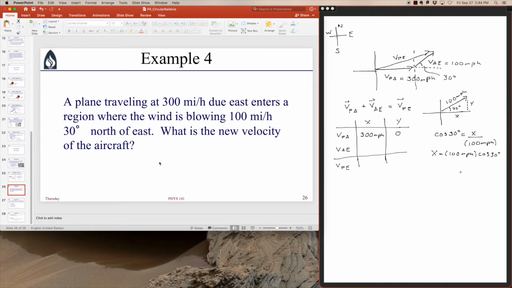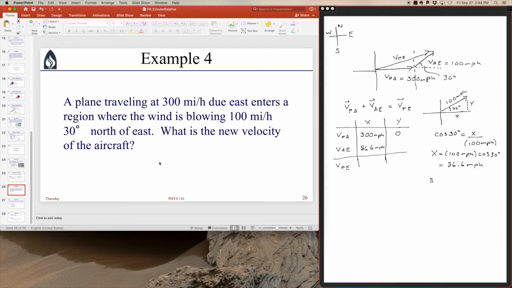So for that, I'm going to get an amount which is 86.6 miles per hour. So I can put that into my table. This is in the positive x direction. So that would be 86.6 miles per hour. And then if I'm looking at the y component, I need to consider the sine.